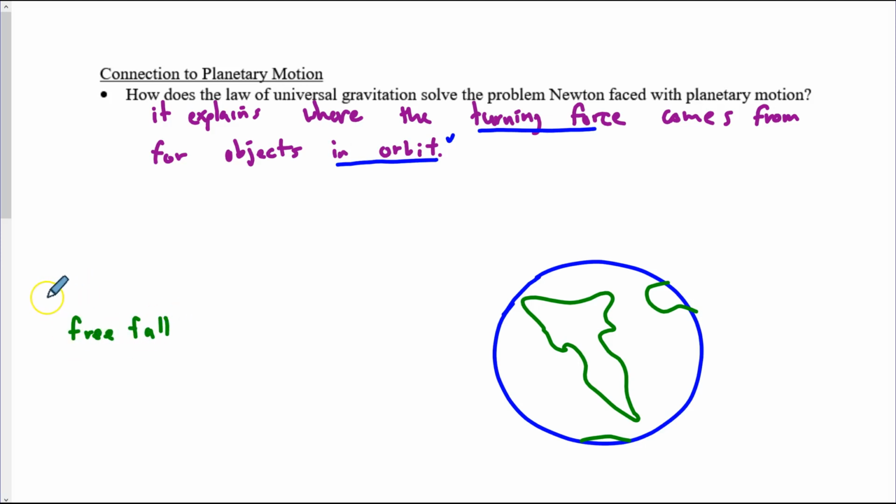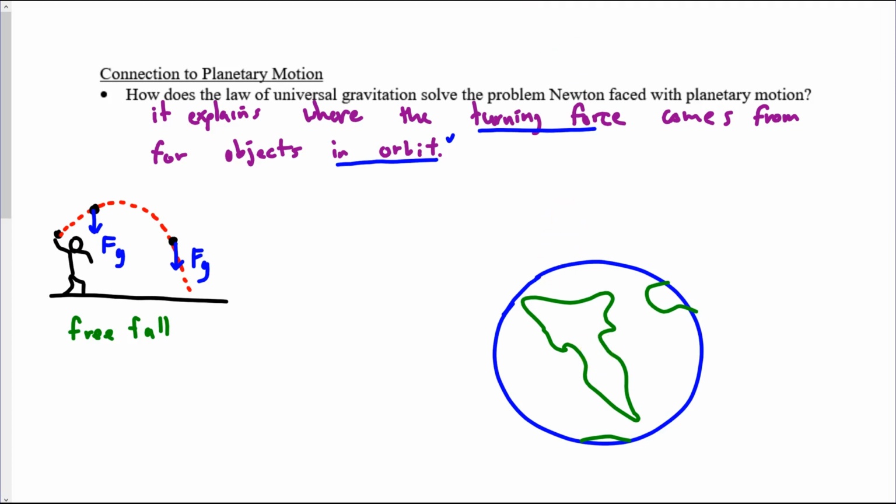Free fall, that's where you're standing on a surface, you throw a ball, and it falls to the ground. It's a projectile, and everywhere on its path, the ball feels only one force, the force of gravity. That's free fall, right? Let's turn back to orbital motion.